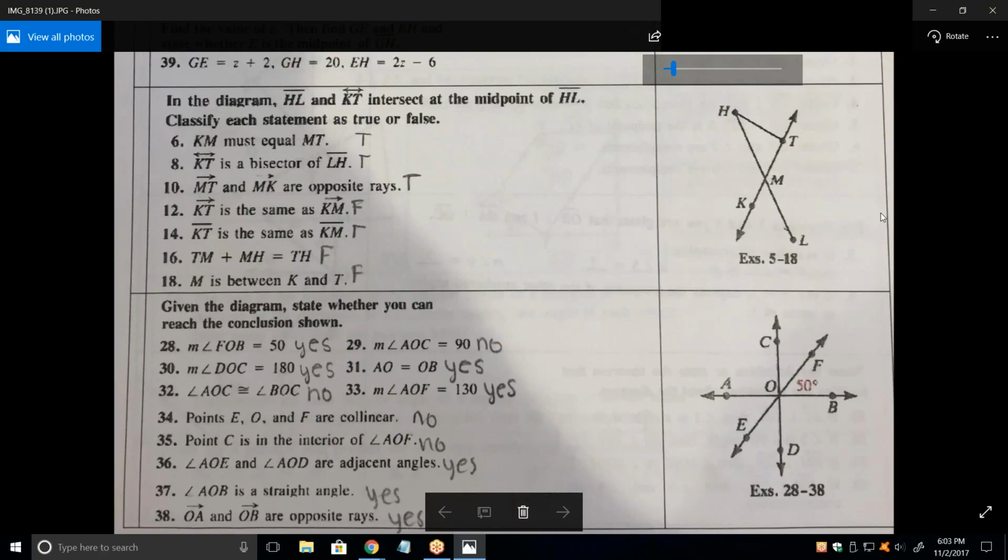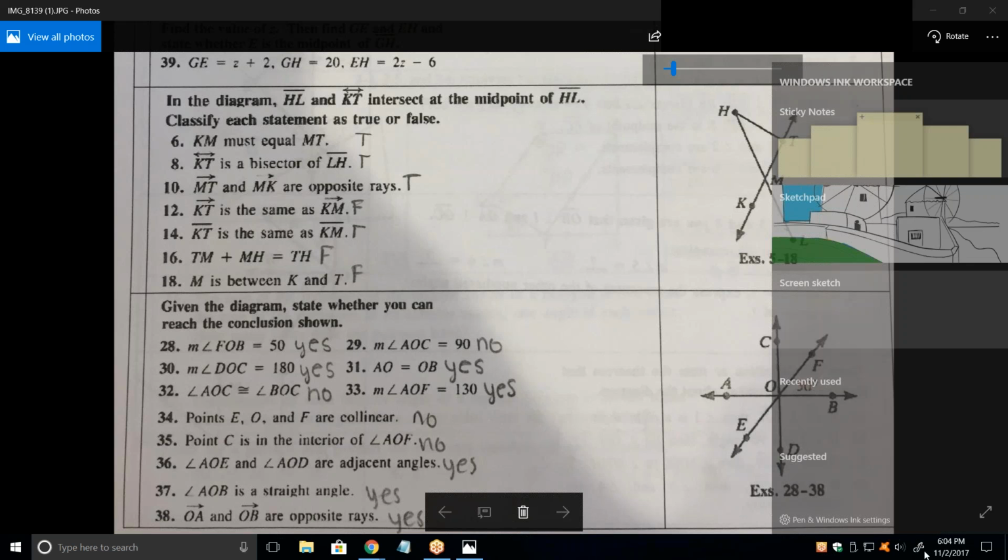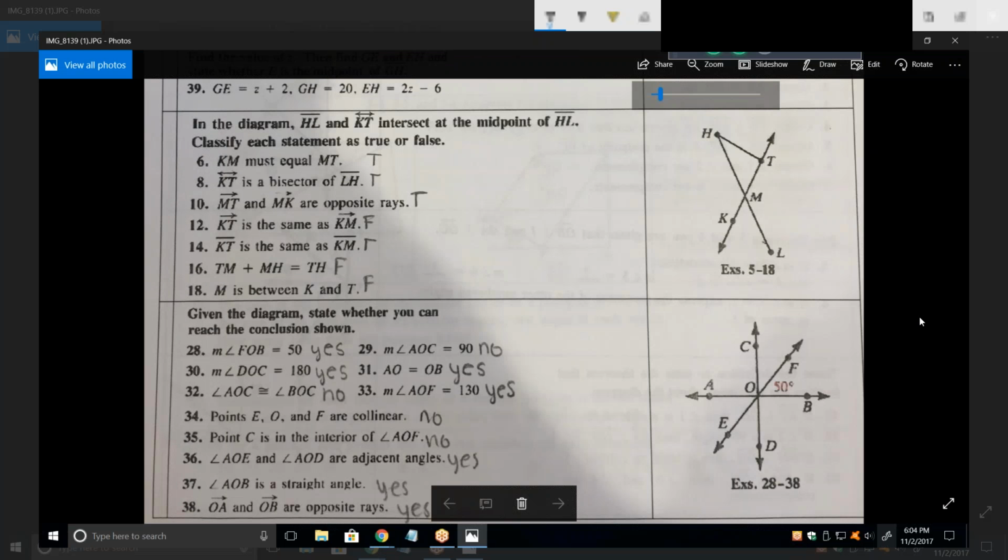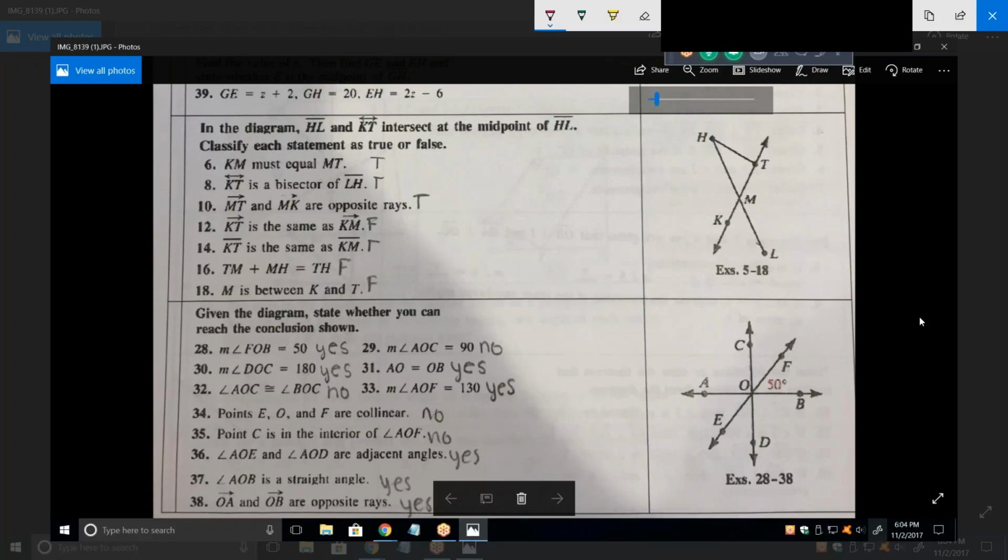Okay, so in the diagram, HL and KT intersect at the midpoint of HL. Okay, so let's start drawing our pictures and marking them up. From that statement, I know that that side's equal to that side, correct? Right. All I know at the moment. Classify each statement as true or false.